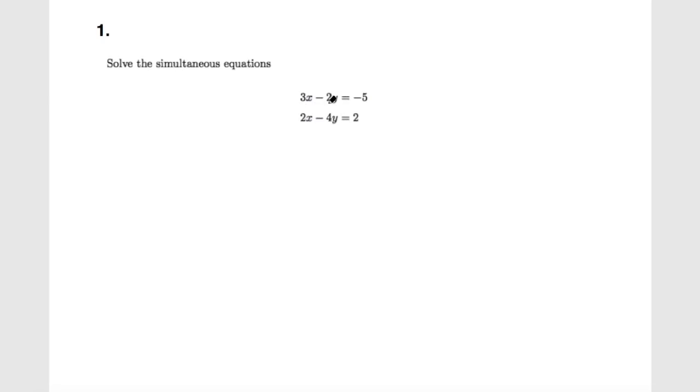And because I've got a minus 2y here, and a minus 4y, I can multiply this equation by 2, and then this will become 4y, so I can eliminate that variable. So this becomes 6x minus 4y equals minus 10. You can see I've just multiplied every number by 2. And then the second equation stays the same.